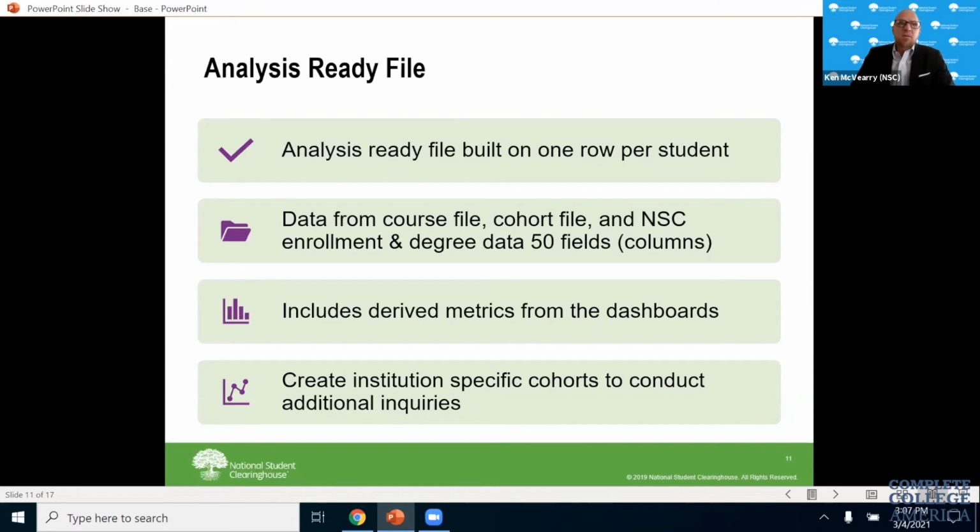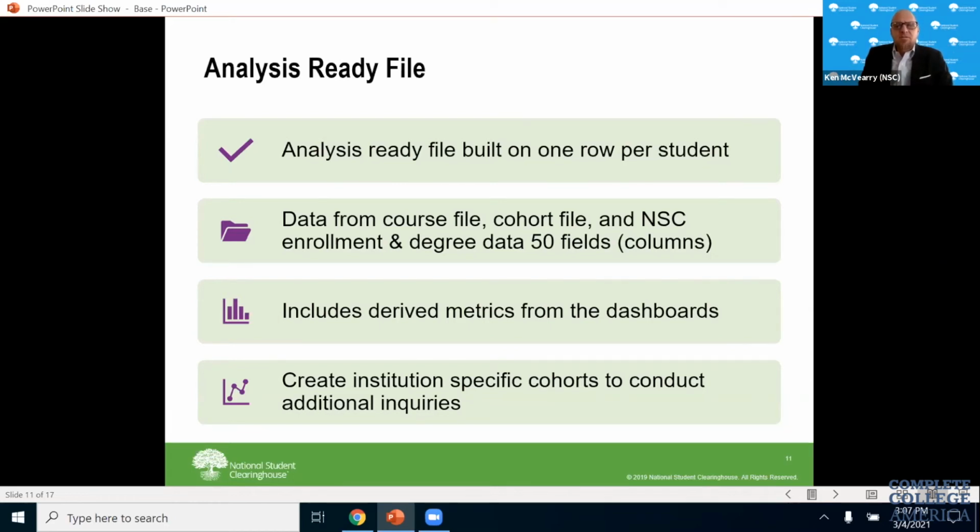Or if you want to match them up to a predictive analytics tool your institution might be using, or if you want to look at just this group of scholarship recipients, or this group of student athletes, right? That may not be pre-built into the filters of the dashboards themselves. We can give you this back to do your own additional deeper dives.